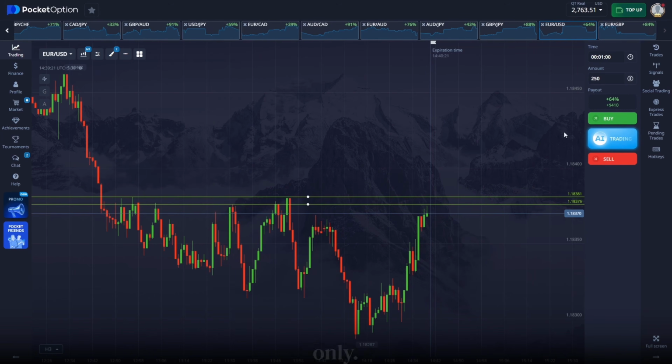It's 64% only, and that's why I'm avoiding this particular trade setup. This is a clearly visible resistance zone and it can give us a good reversal trading opportunity, but the payout percentage is decreasing here. So I'm switching my chart now and we'll try to find a different trading opportunity on any other chart.